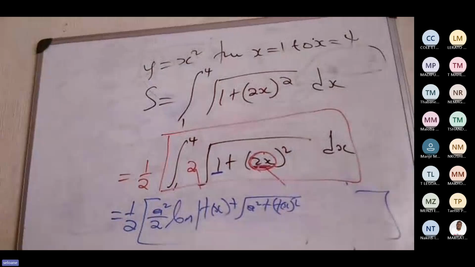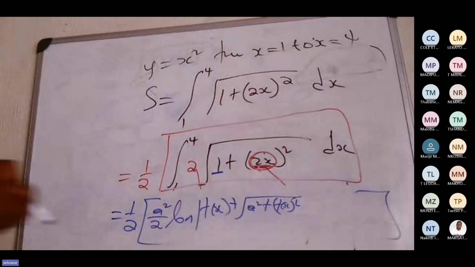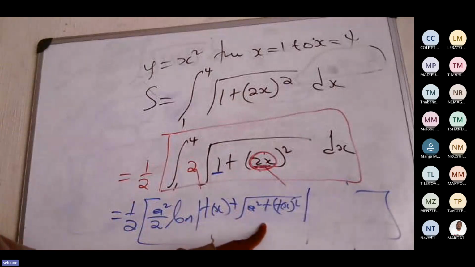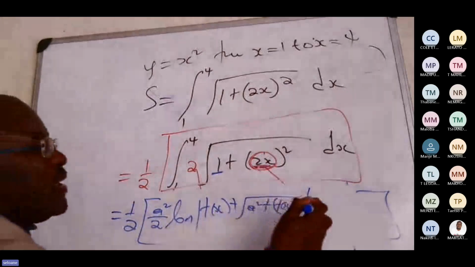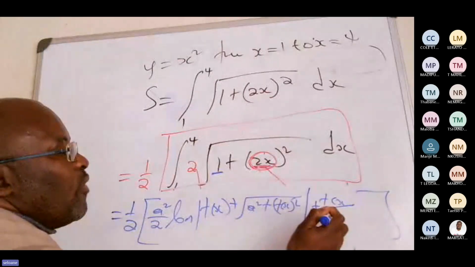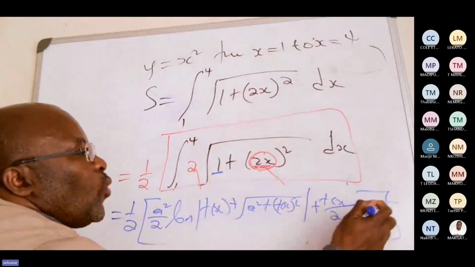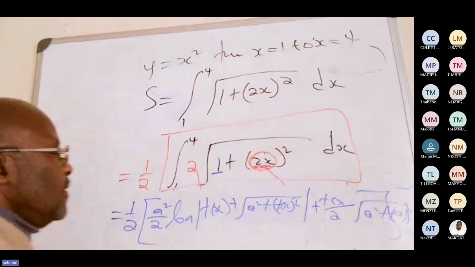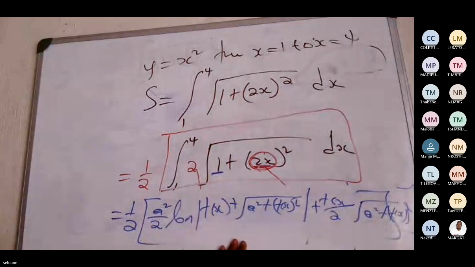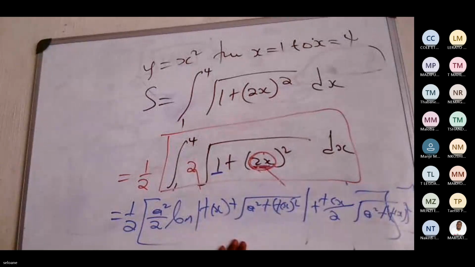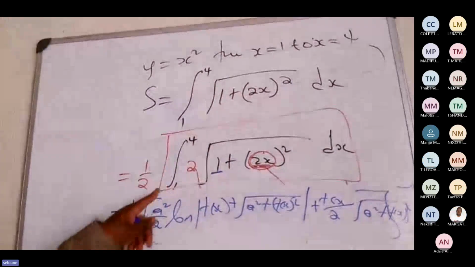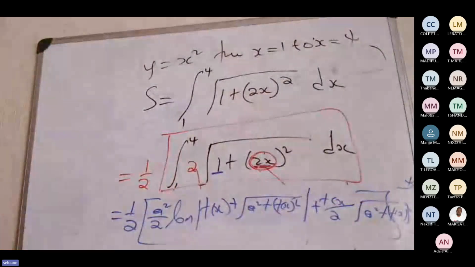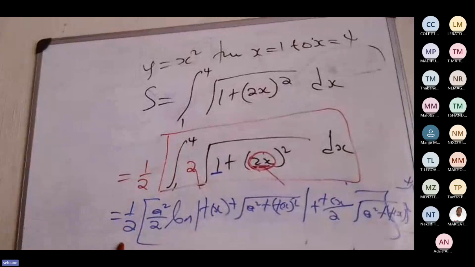I'm not sure which formula it is in your book. Remember, a squared over 2 is only multiplying this first term. Then it will be plus f of x over 2 times the square root of a squared plus f of x all squared. Then this is the answer. From there, you bring in the limits, 1 up to 4. But don't forget, there is this half outside.